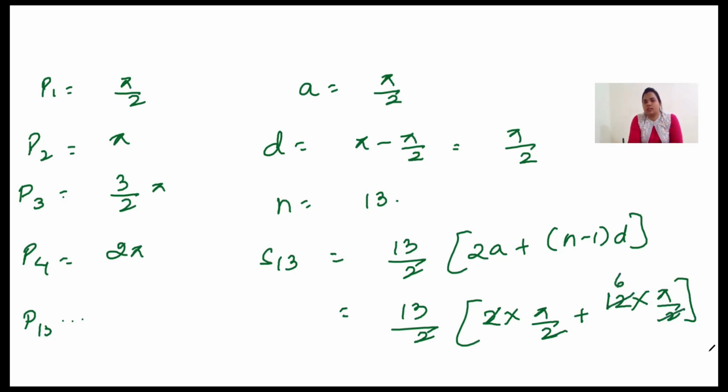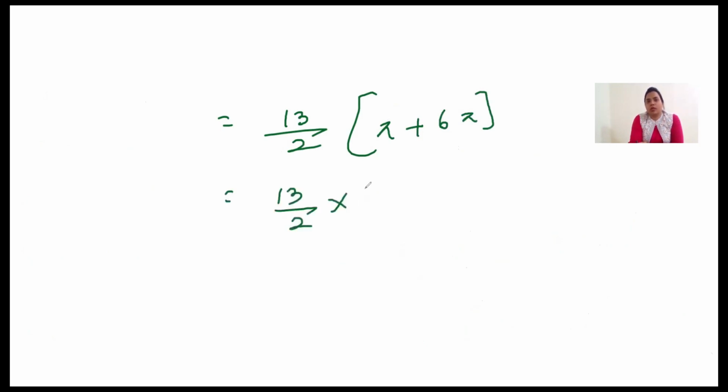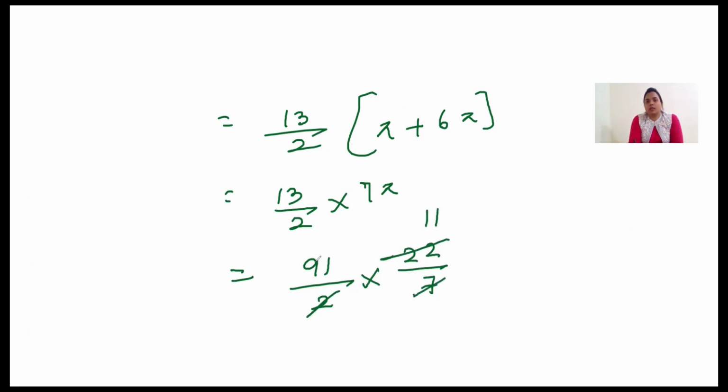Again it will get cancelled, 6 pi. So this is equal to 13 by 2 times (pi plus 6 pi), which is 13 by 2 into 7 pi. So this will be 13 sevens are 91 by 2 into 22 by 7. 2 elevens are 22, 7 into 13, 13 into 11. We have to multiply and I'll get the answer as 143.